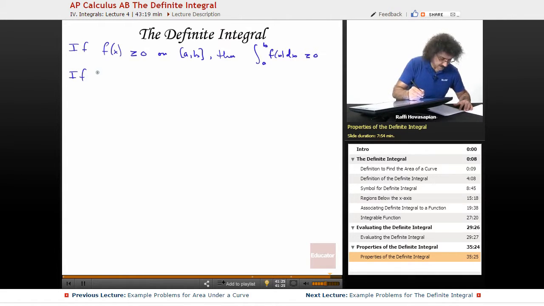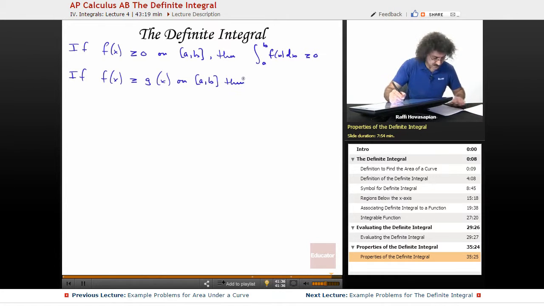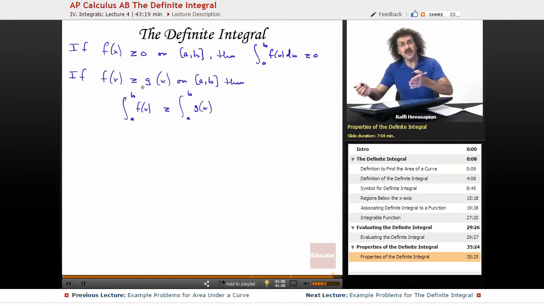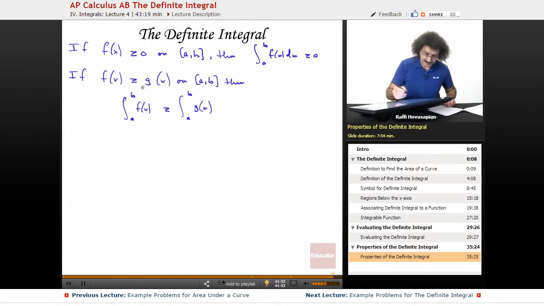Okay. If f of x is greater than or equal to g of x on ab, then exactly what you think: the integral from a to b of f of x is greater than or equal to the integral from a to b of g of x. That's it. This is greater than that, so the integral is greater than the integral. Very simple.